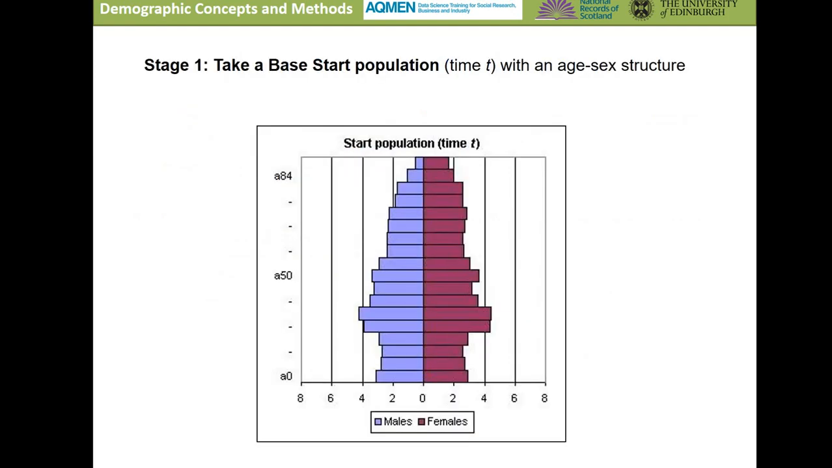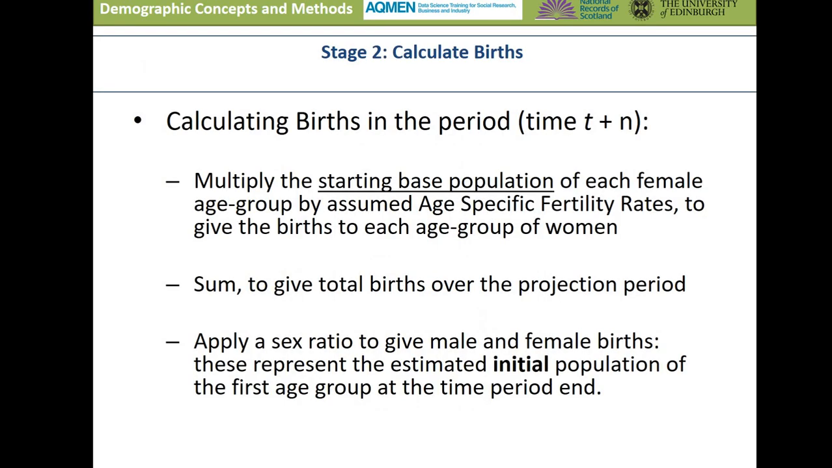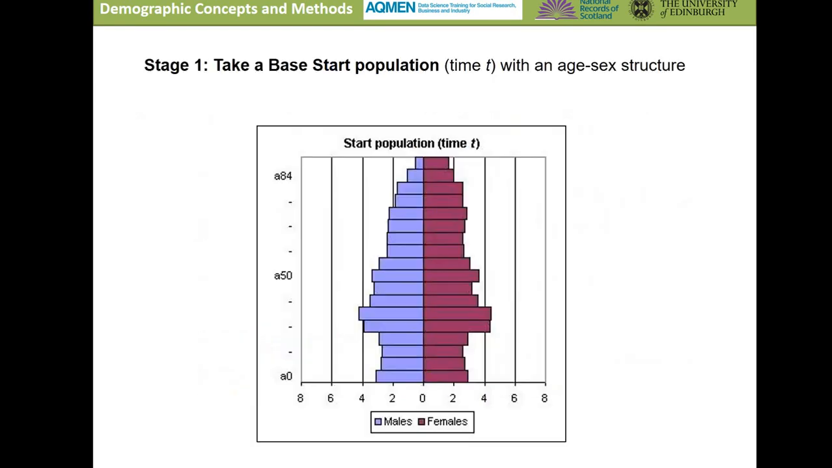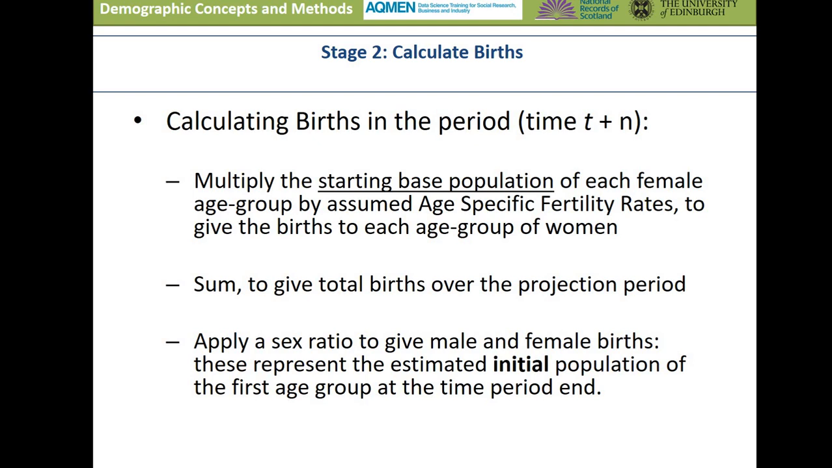So stage 1, we're taking our base population at time point t with an assumed age and sex structure which we record in the data. Stage 1, we're aging that population, starting with this base population, which will then age on in later steps. In stage 2, we're calculating the number of births that occur in a particular time period, t plus n.